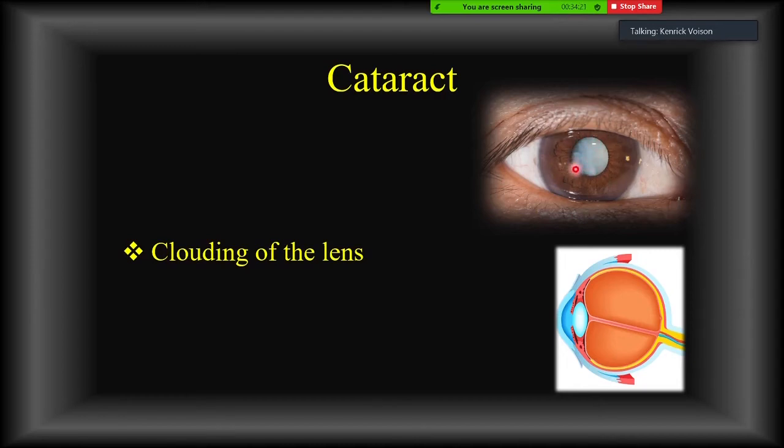Or if the person can't really function in their capacity with the cataract, then they could have it taken out in terms of surgery. And the majority of cataract surgeries have a high success rate. So it's good in terms of the treatment.